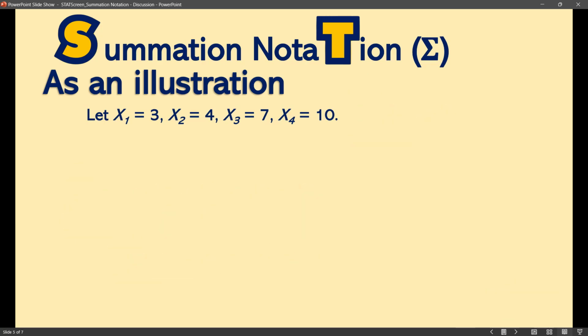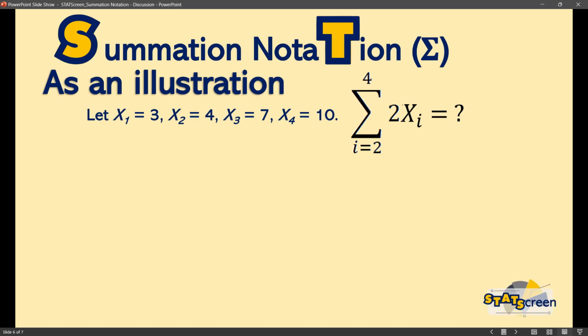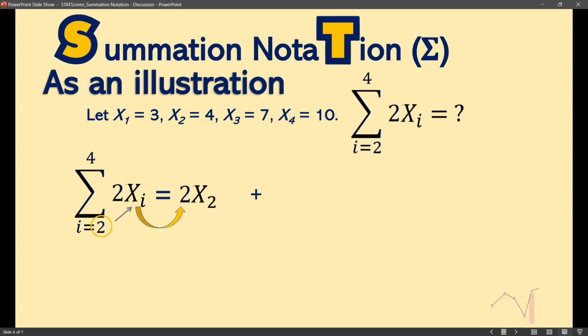Let us have another example. Let us say our summation notation is this: the summation of 2x sub i, where i starts from 2 to 4. First, we will expand this, but take note, the 2 is a constant and thus it will not change. I'm just talking of changing the value of i. In short, our first value is 2x sub 2. Then, to be followed by 2x sub 3, and of course, 2x sub 4, with 4 as your upper limit.